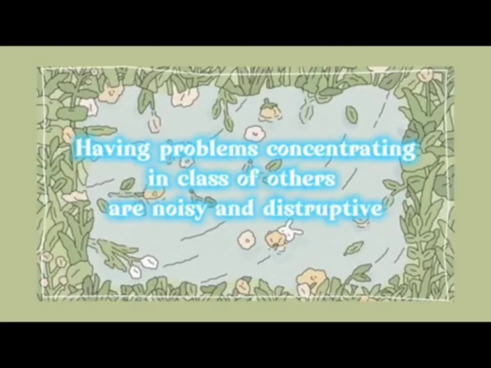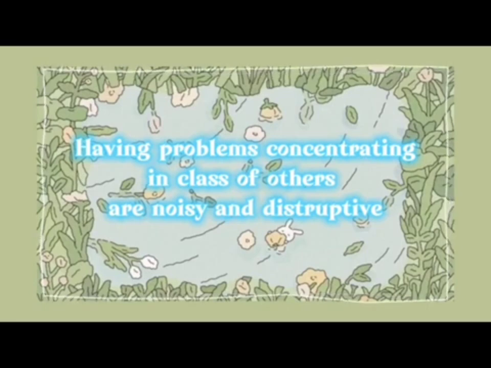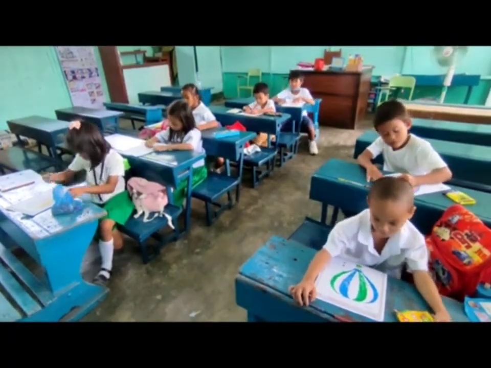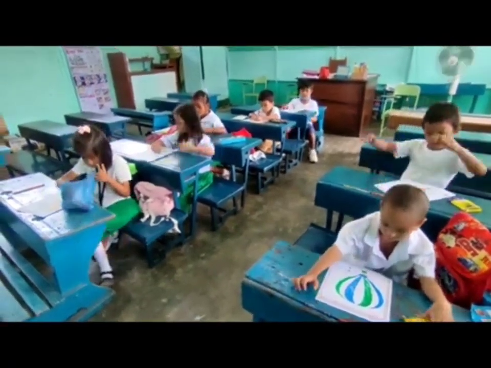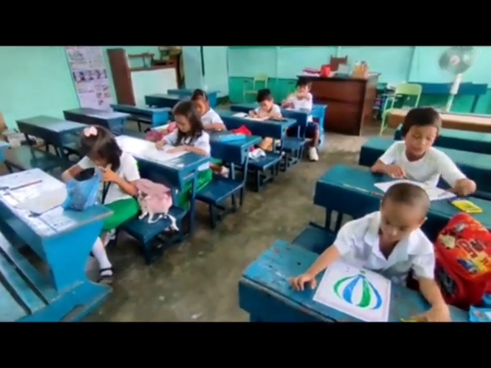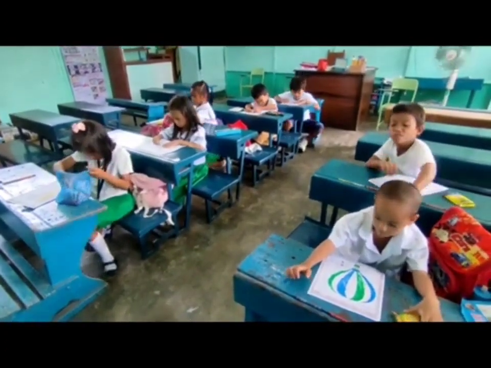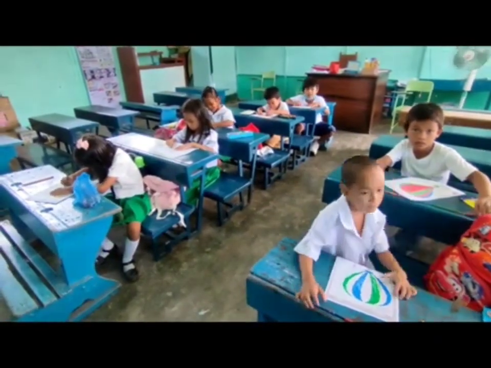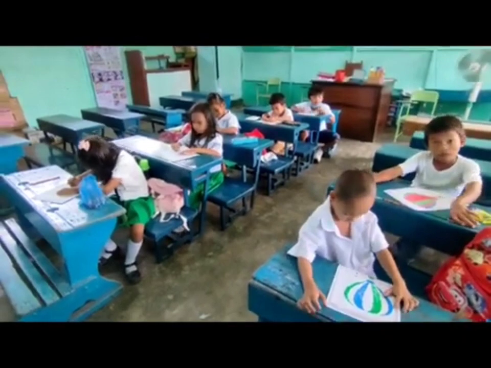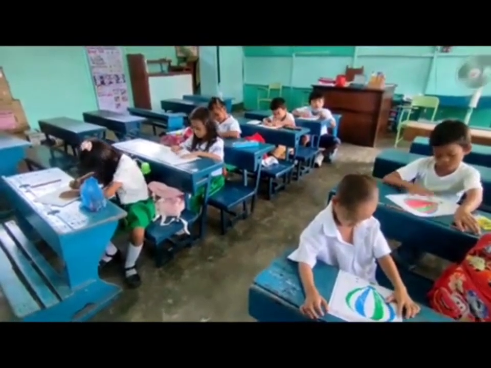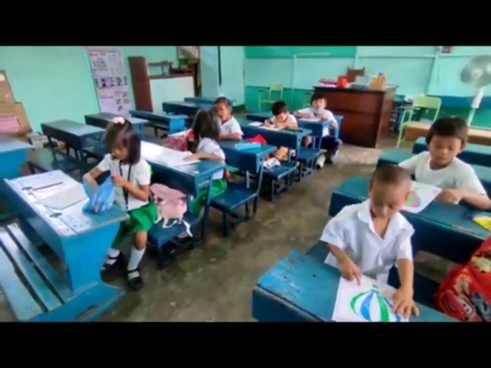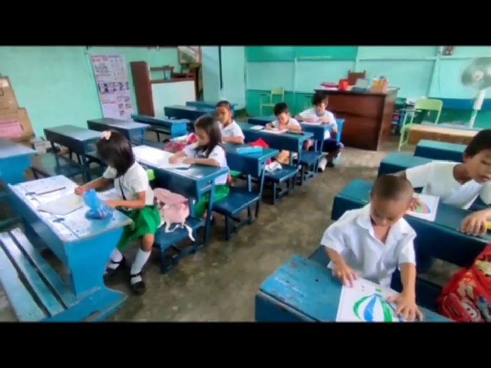Having problems concentrating in class if others are noisy and disruptive. When trying to quiet down a noisy classroom, don't address the whole group. Instead, focus on a few individual students who are being the noisiest. Let your students know that every behavior has a consequence. So let the class know that if they keep being loud, you'll take away game time, story or whatever activity they really enjoy.